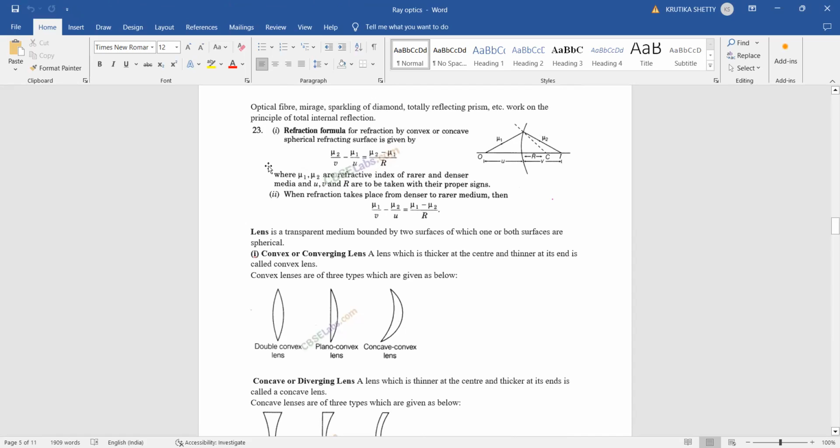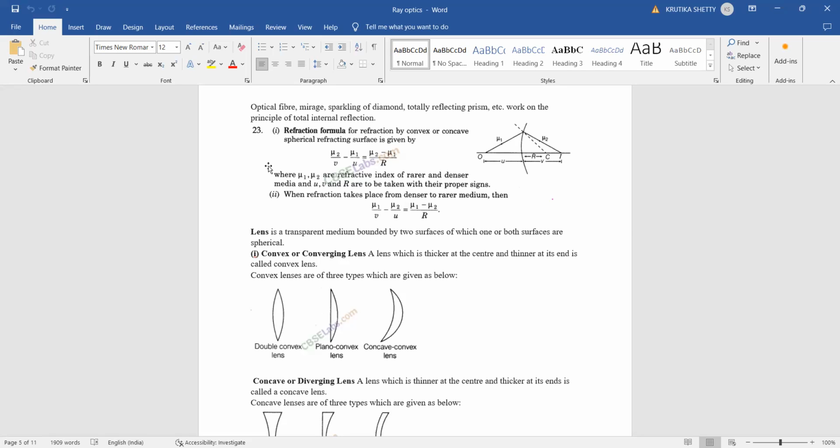Suppose you consider the mirror and the object is placed at a distance of u and the image is forming at a distance of v, and one medium has refractive index mu1 and the other has refractive index mu2. In that case, the refraction formula is given by mu2 by v minus mu1 by u, which is equal to (mu2 minus mu1) by R. Okay, so this is the refraction formula we can say. So this is entirely related to the mirror.